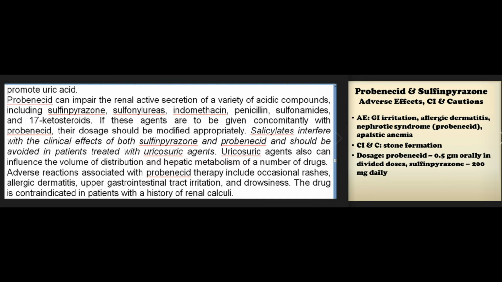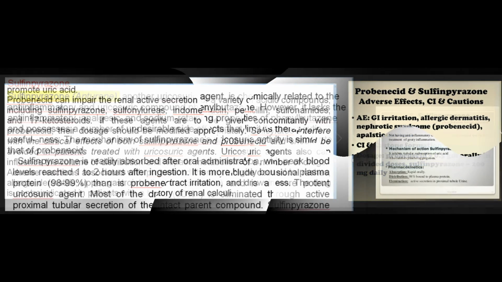Salicylates interfere with the clinical effects of both sulfenpyrazone and probenecid and should be avoided in patients treated with uricosuric agents. Uricosuric agents also can influence the volume of distribution and hepatic metabolism of a number of drugs. Adverse reactions associated with probenecid therapy include occasional rashes, allergic dermatitis, upper gastrointestinal tract irritation, and drowsiness. The drug is contraindicated in patients with a history of renal calculi.